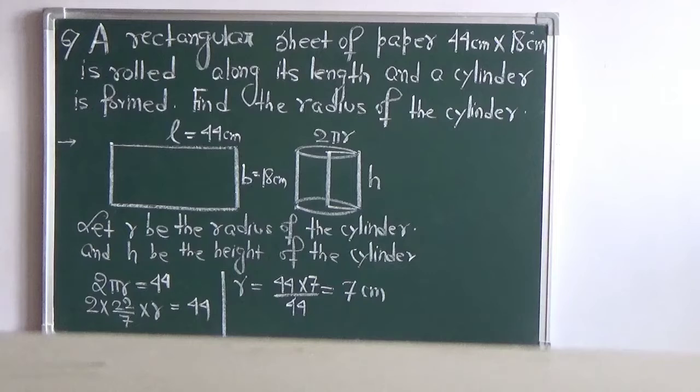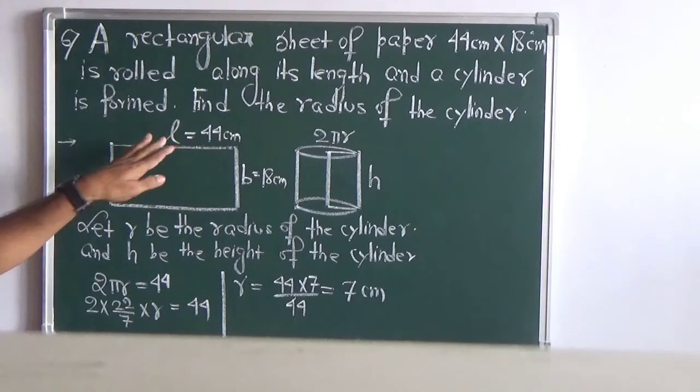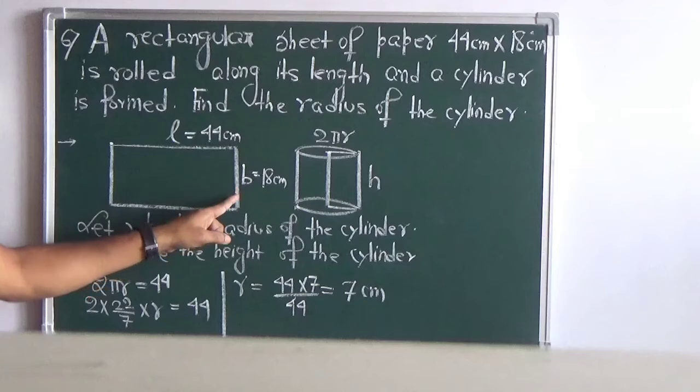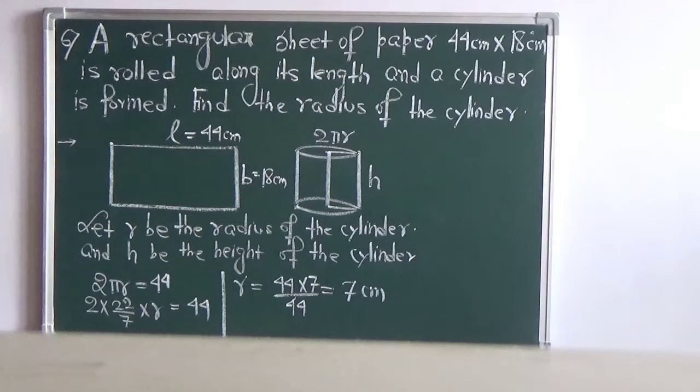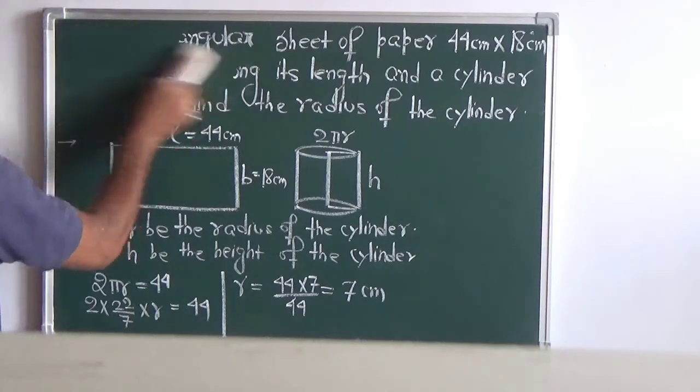So the question was, a rectangular sheet of paper was rolled along the length. If it is rolled along the length, then the length becomes the circumference and the width or the breadth becomes the height. If it is the other way around, if it is rolled along the breadth, then the circumference becomes the breadth and the length becomes the height. Okay. So now moving on to the next question.